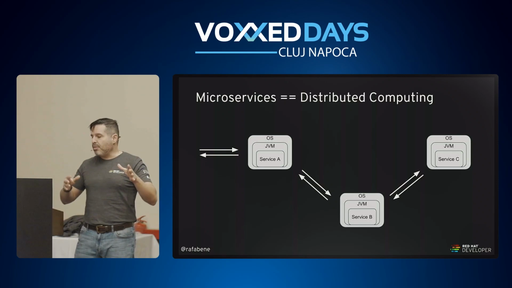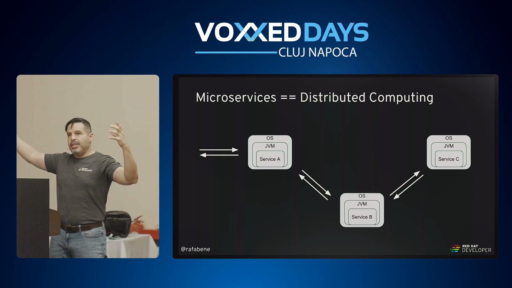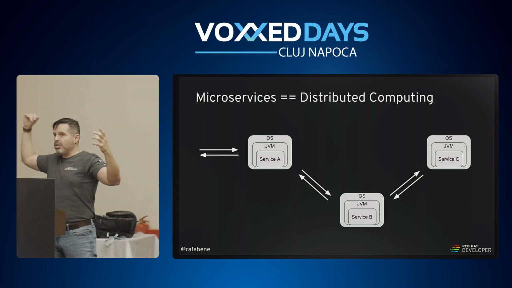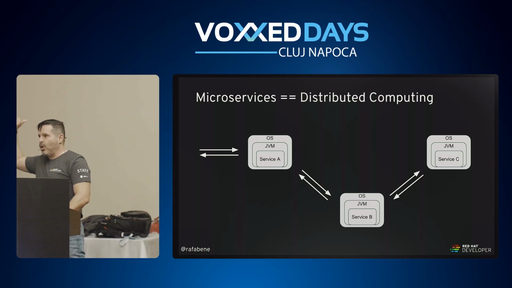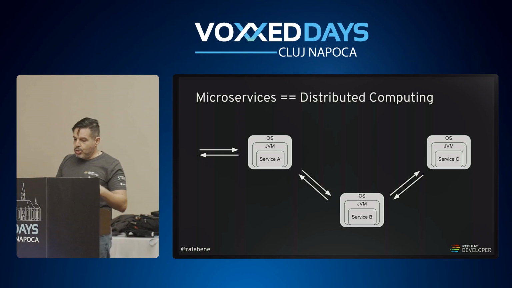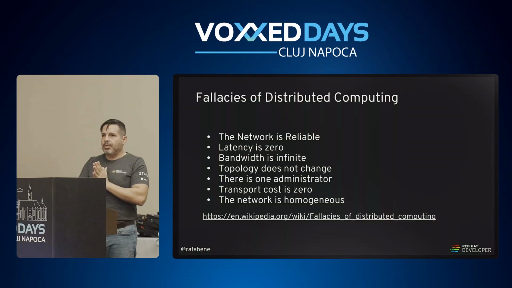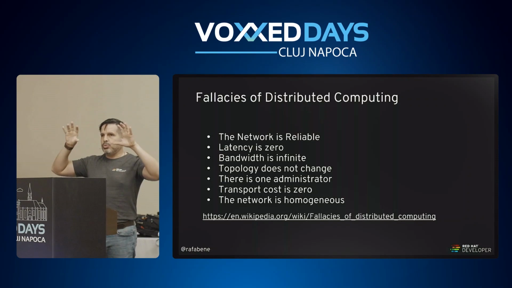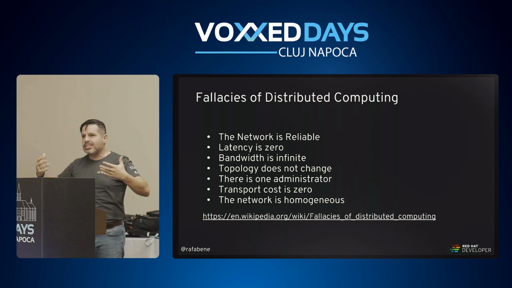And if we think, microservices equal distributed computing. It's nothing more than having an operating system with a JVM, with a service A, and we have another service B that's running on another JVM in another computer, and service C that is running on another JVM in another computer. It's distributed computing. So when we distribute microservices, we tend to forget some things about distributed computing.